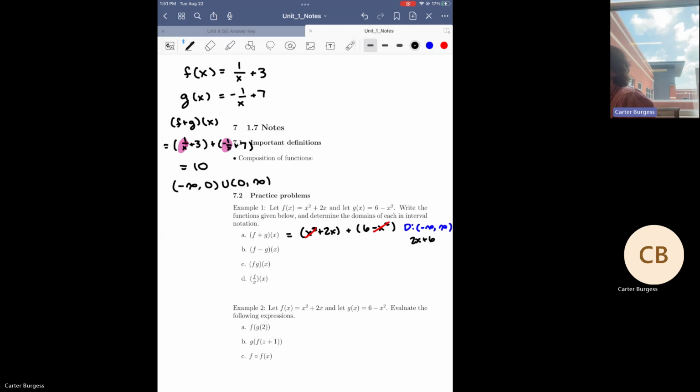The TLDR here is if you're asked to find a domain, do it before you cancel things. Right? Don't go all striking through willy-nilly. I don't want to look at this stuff. Let's make it as simple as possible. First, check for domains. Then you can start going through and making your function look all pretty and nice.